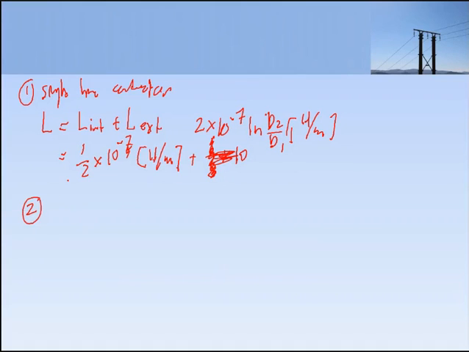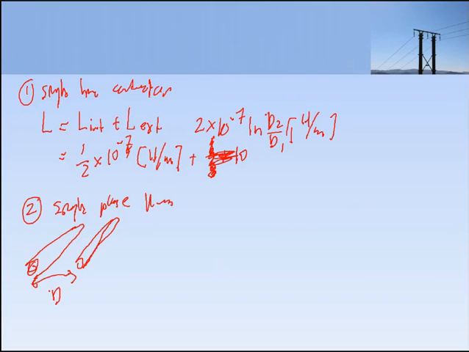Then okay. The next is the single phase. Okay, single phase line where we have the two cables. So between these two, they have D, okay, and they have their own R1 and R2. But in this case, they assume R1 equal to R2 equal to R, okay. Ini punya assumption dalam case ni.